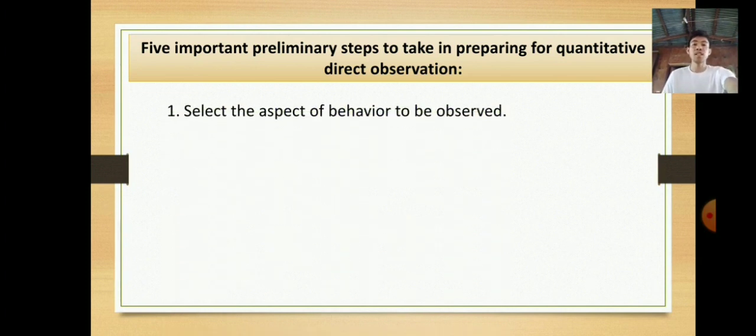So, una dito is select the aspects of behavior to be observed. So, kailangan mong i-select yung mga behaviors na kailangan mong i-observe para nakafocus ka lang doon. So, because it is not possible to collect data on everything that happens, the investigator must decide beforehand which behavior to record or which not to record. So, para alam natin kung ano yung i-record natin at saka yung hindi. So, dapat makapili ka ng behavior to be observed para syempre dapat nakafocus ka doon.